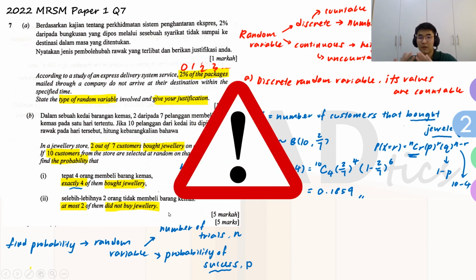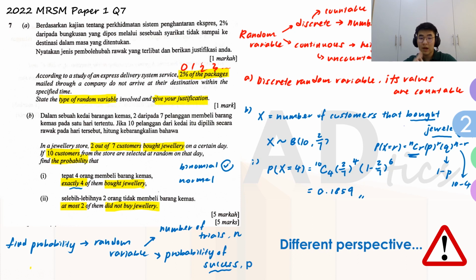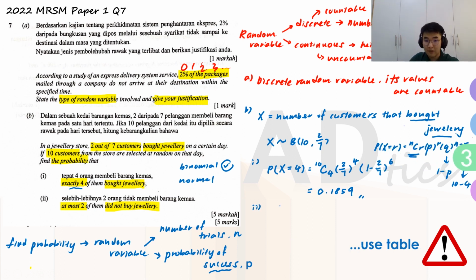And for part 2, we need to find at most 2 of them did not buy jewelry. So here it's a little bit different from our perspective. Our perspective is we have bought jewelry, but the question's perspective is did not buy jewelry. Okay, so now we need to change this to our perspective. So now the solution can be, I will draw out a table first. So here I will write did not buy and our perspective, which is buy.